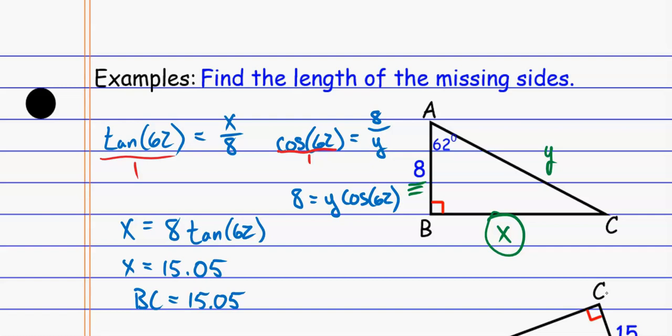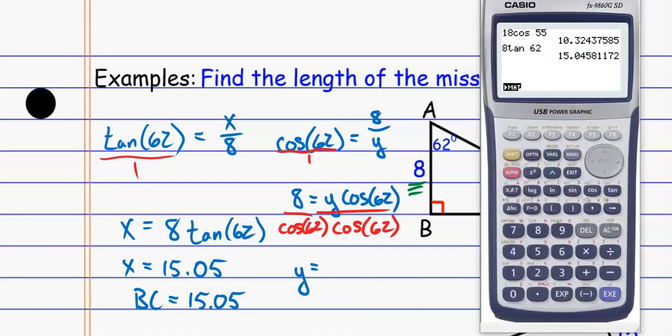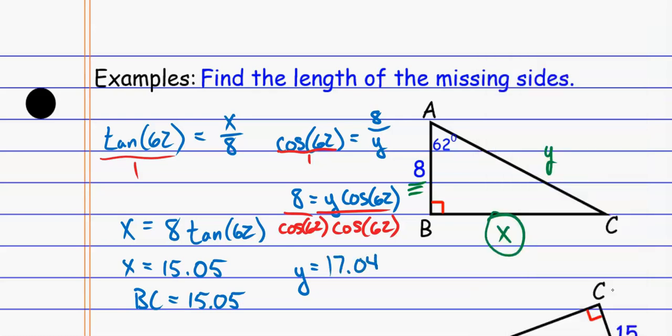And now to solve this, I have to divide each side by the cosine of 62. Okay? And this is why remembering your rules of proportions can really save you some work here. So I get y equals 8 divided by the cosine of 62. So again, here's my calculator, 8 divided by, and some calculators can be a little bit squirrely here. I'm just going to punch this in with parentheses. Okay, and I get 17.04. And that was side AC.